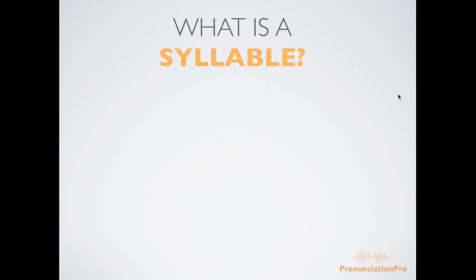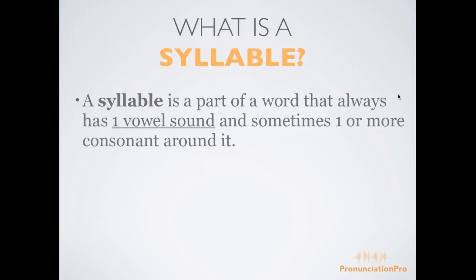So obviously, in order to understand which syllable to stress in English words, you have to understand what a syllable is. This is something that native English speakers learn in elementary school. They learn techniques of clapping out syllables and identifying these different segments. But basically, a syllable is a part of a word that has one vowel sound and sometimes one or more consonants around it. So the important part about this is a syllable is how we break apart words.